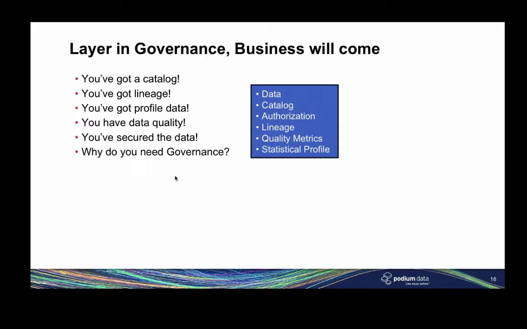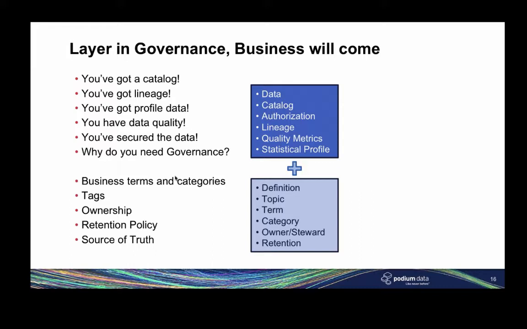So the question then becomes, well, we've done all of it, right? Isn't that governance's job? And the answer is not quite, right? Because they're going to bring things like, hey, what's the actual business term? What's the category? How is this tagged? Who has ownership of this? How do we manage the retention policy? Is this a source of truth for a certain kind of data, right? And helping to define that.